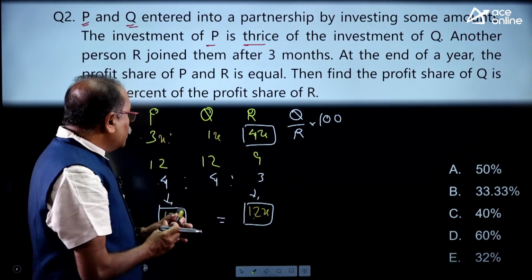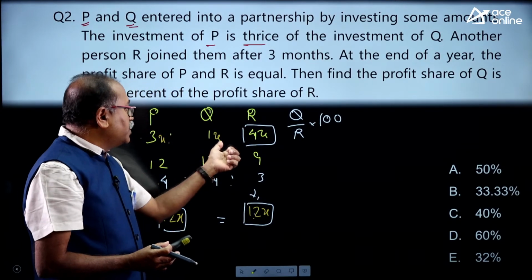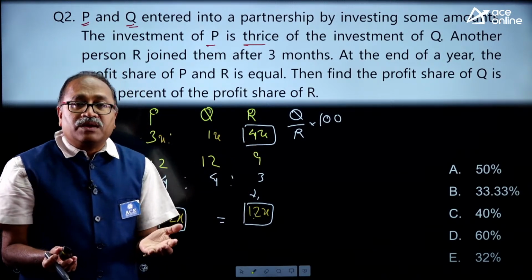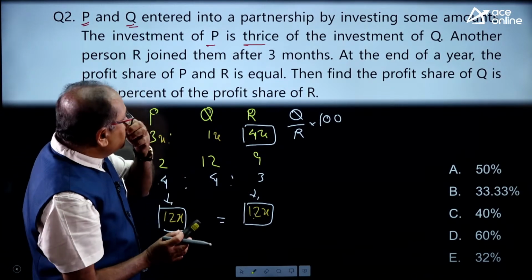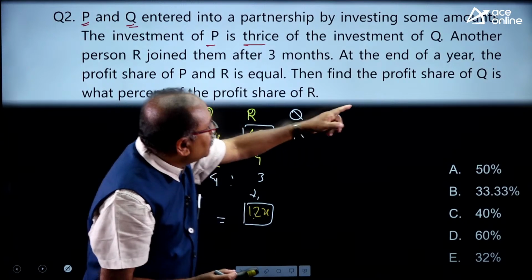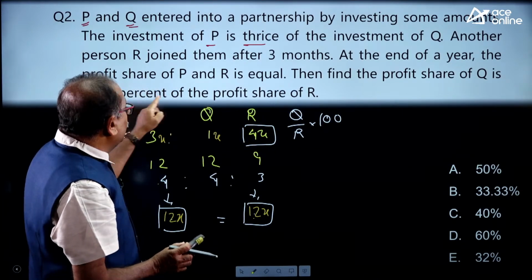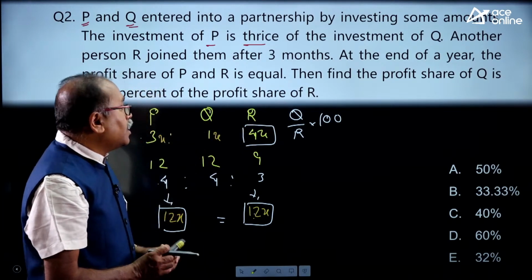4x. So look at the ratio. 4 is to 3 is to 1 is to 4 is the capital ratio. Now what is the question? Then find the profit share of Q is what percentage of R.